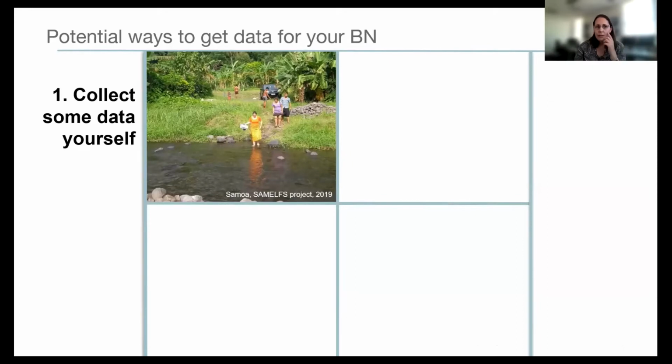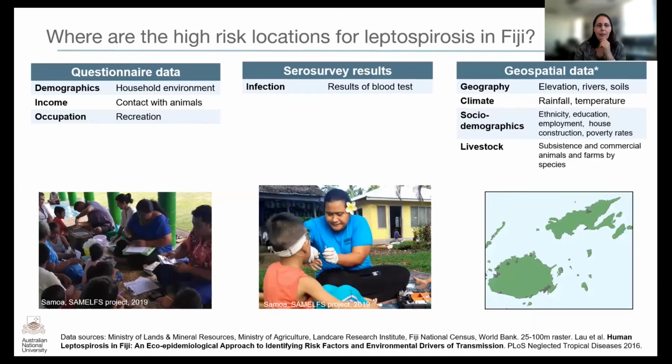So one way we can do this is we can collect some data ourselves. And here's a photo of me in Samoa diligently collecting some data for our seroprevalence survey. As an example, I'm just going to go through the details of a similar study that we did, looking at the high-risk locations for leptospirosis in Fiji. So this was some field work that was done. There was a big survey, house to house, where we did questionnaire data, so giving everyone a survey, and also seroprevalence. So we tested blood samples to figure out whether or not there was leptospirosis infection.